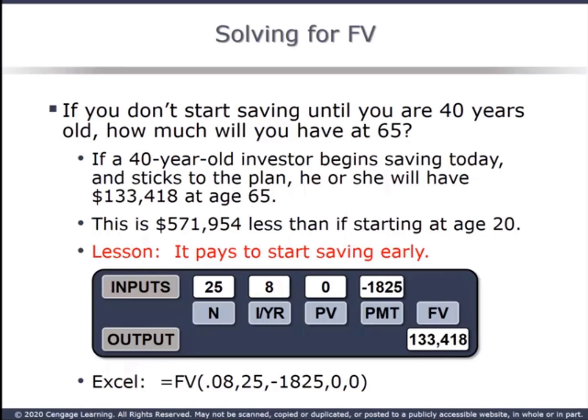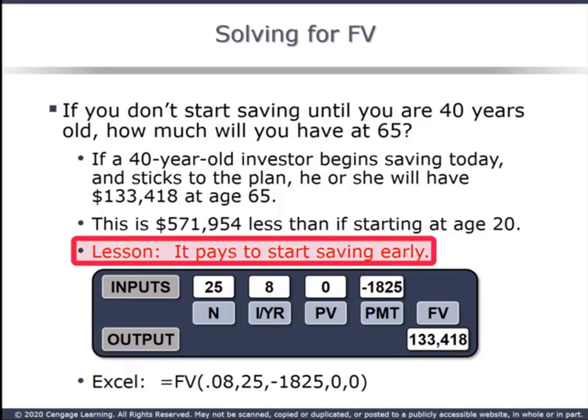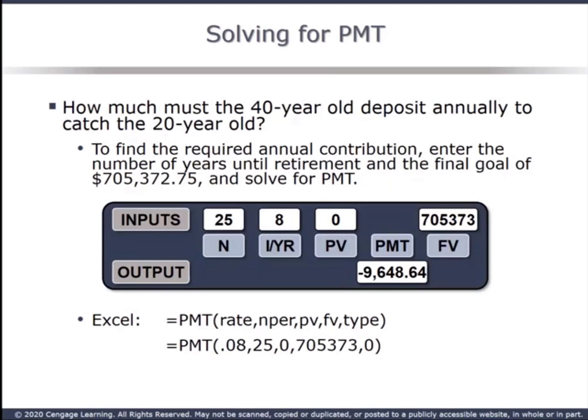If a 40-year-old investor begins saving today and sticks to the plan, he or she will have $133,418 at 65. This is almost $600,000 less than starting at age 20. The moral: start saving early. It pays off. Suppose the 40-year-old wants to catch up with the 20-year-old. How much must he deposit each year to end with the same amount as the 20-year-old? N is 25, IY is 8, present value 0, future value $705,373. Compute payment, almost $10,000. So instead of saving $1,825 a year, he needs to save about $10,000.